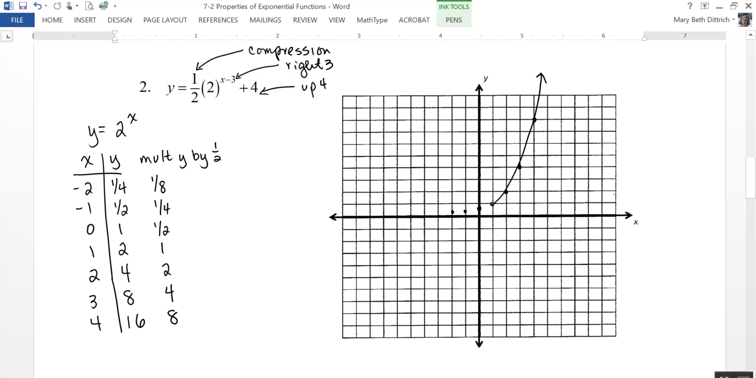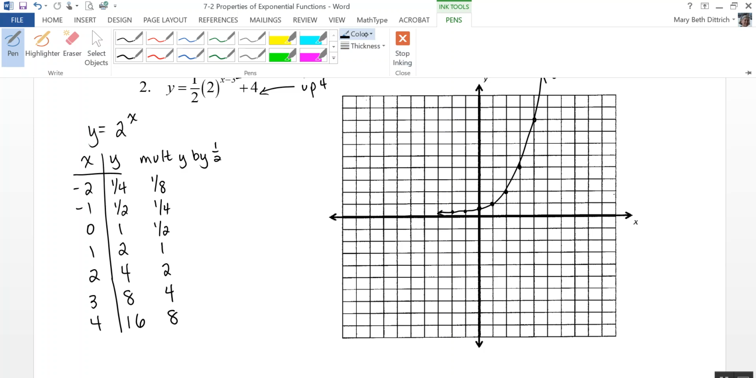And again, it is kind of hard to graph it down here where it gets really close to the y-axis, but just make sure it doesn't touch. So that's y equals 1/2 times 2 to the x. I'm going to use that as kind of my parent function from there. Now I'm going to take each point on that graph and move it right 3 and up 4.